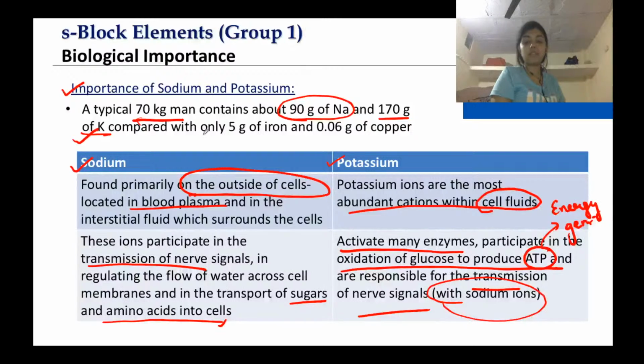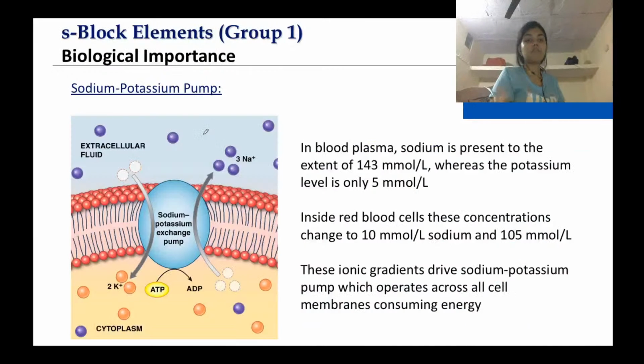Now next, this is the sodium potassium pump. Already discussed that 3 sodium goes outside and 2 potassium comes in, and ATP is converted into ADP. That means energy is released here, right? Now in blood plasma, sodium is present at 143 millimole per liter, whereas potassium is present at the level of 5 millimole per liter only.